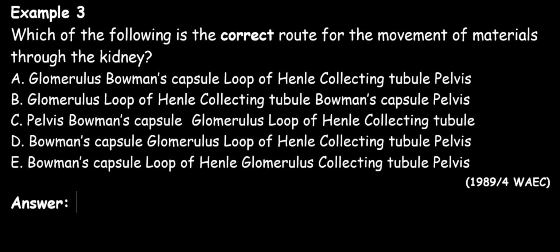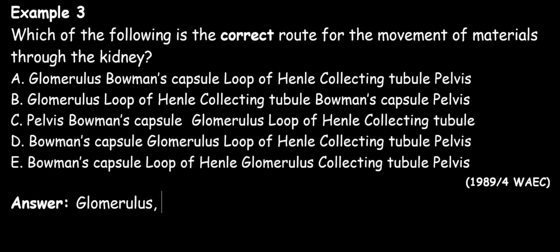Which of the following is the correct route for the movement of materials through the kidney? A. Bowman's capsule, loop of Henle, collecting tube, pelvis. B. Glomerulus, loop of Henle, collecting tube, Bowman's capsule, pelvis. C. Pelvis, Bowman's capsule, glomerulus, loop of Henle, collecting tube. D. Bowman's capsule, glomerulus, loop of Henle, collecting tube, pelvis. E. Bowman's capsule, loop of Henle, glomerulus, collecting tube, pelvis. The answer to this question is A.